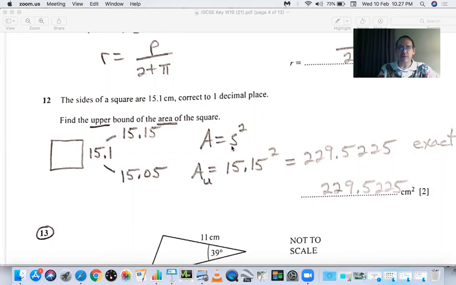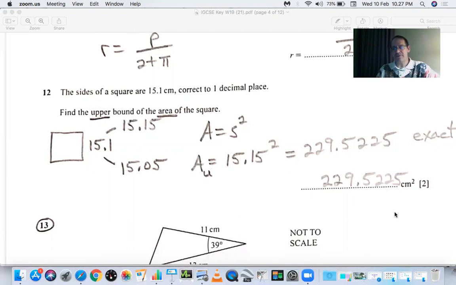Well, area of a square is A equals S squared. So if you want the upper bound, then of course we're going to want to use the bigger number. When you square the bigger number, you're going to get your maximum area value. So 15.15 squared gives 229.5225. Be careful with this.